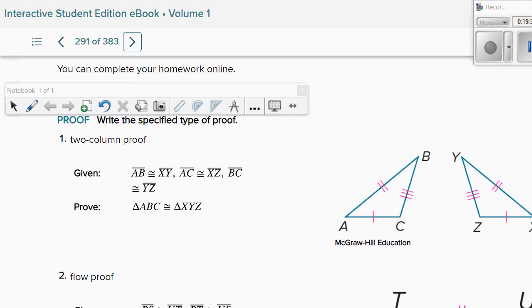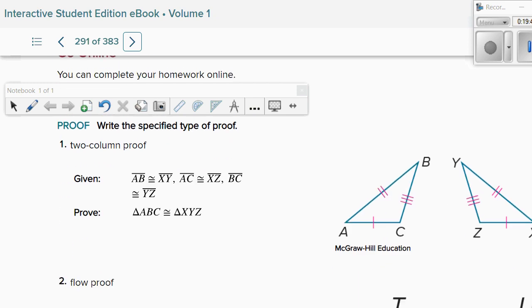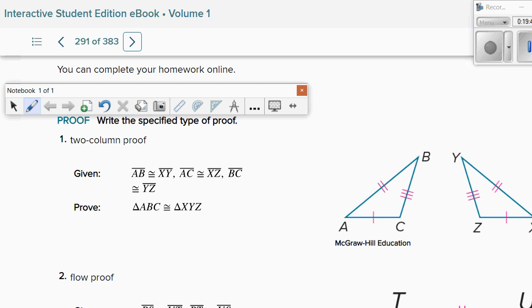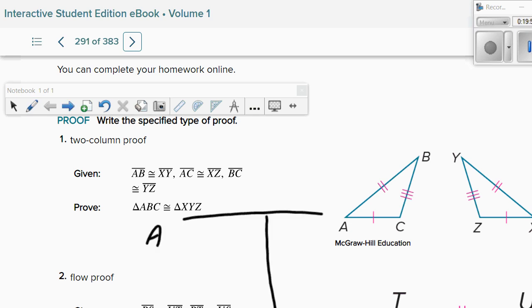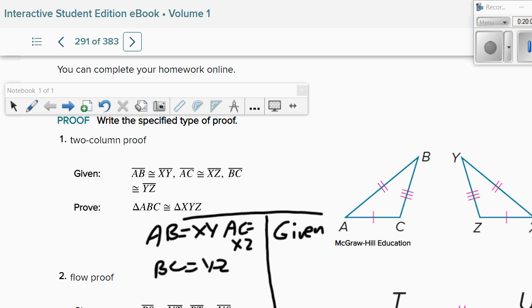So we're going to do a 2-column proof here. This is number 1 on the homework. Just really quick, if I show you this one, so you get it. They've got AB is equal to XY and AC is equal to XZ. That's given. They also tell me that BC is equal to YZ, and that's given.